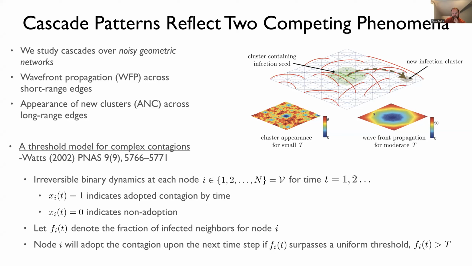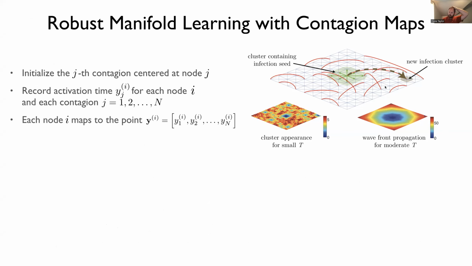What we do is define for each node the time at which it first becomes active, or the time at which it first becomes infective. And so this gives us a matrix of activation times. And we can use that to embed a node, or the set of nodes, as a high dimensional point cloud. So for each node i, let Y_ij be the time at which node i activates when the cascade starts at node j.